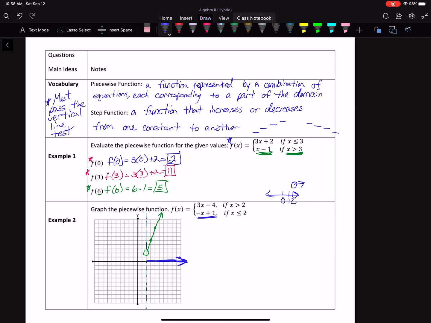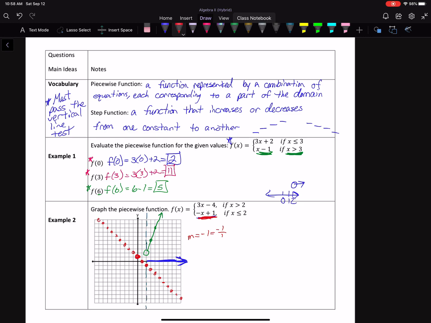So we want to graph negative x plus 1. Again, I'm going to start with my y-intercept at 1. My slope m is negative 1, so I'm going to go down 1, to the right 1. I'm just going to keep going, and I'll go all the way in the other direction as well.